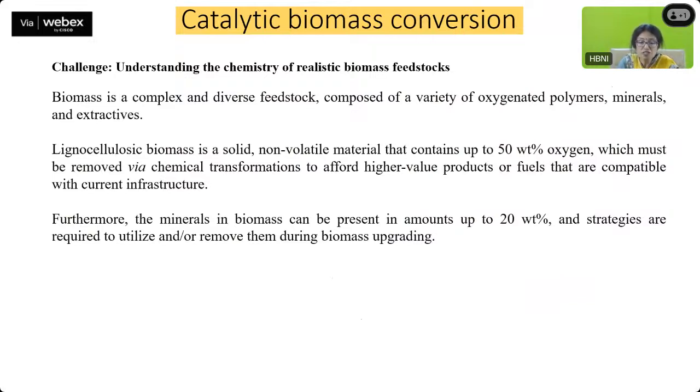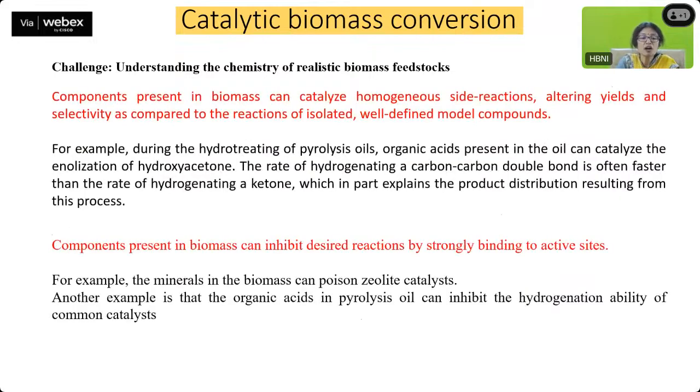Furthermore, there are many minerals present in biomass, almost to the extent of 28%. And you need strategies to utilize and remove them during biomass upgrading. Designing catalysts for these kinds of materials becomes challenging. Why? Because there are several components present in biomass which can catalyze homogeneous side reactions. They alter the yield and selectivity as compared to the reaction in isolated or well-defined model compounds. In the model compounds, you are taking only one kind of thing. In the biomass, you have so many mixtures. So there can be many side reactions, and you are using a catalyst which is also catalyzing the homogeneous side reaction. So obviously then your entire process becomes very counterproductive.